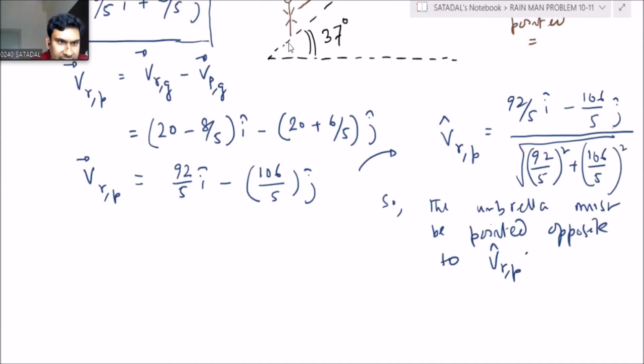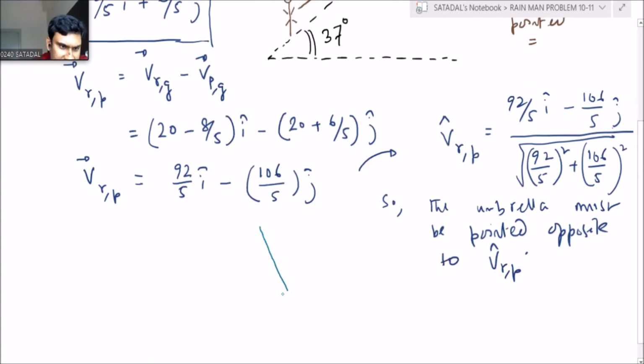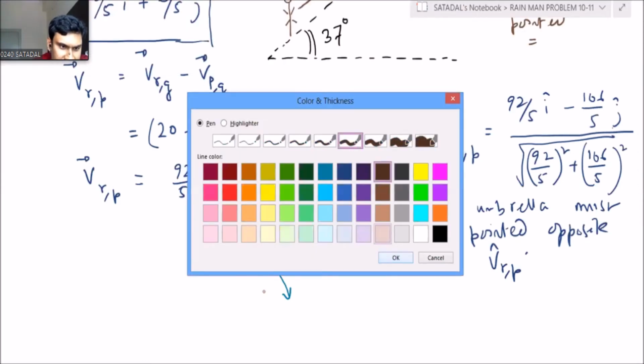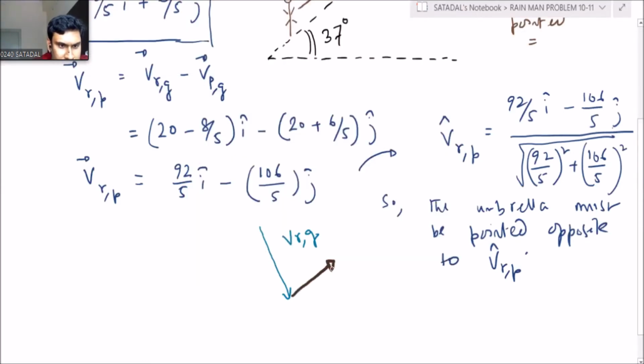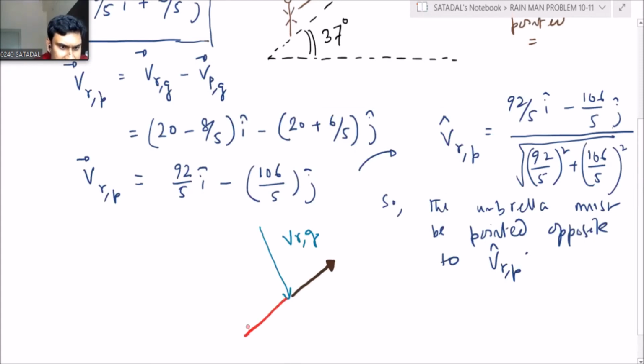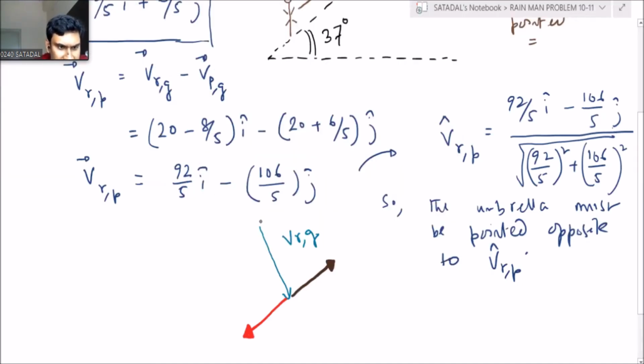So even if you take the vector diagram into account, rain is falling initially like this. This is the velocity of rainfall with respect to ground. The person was trying to move up, so I have to take minus of this, correct? Because of which this will be the resultant.